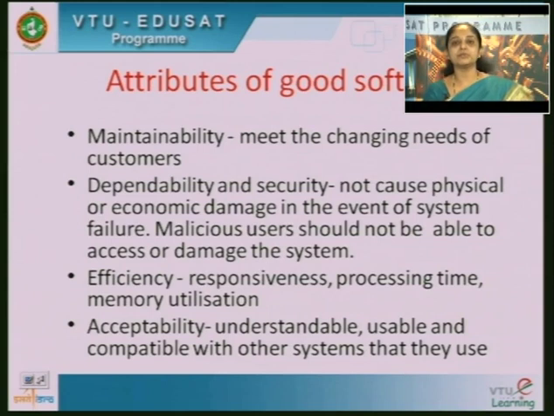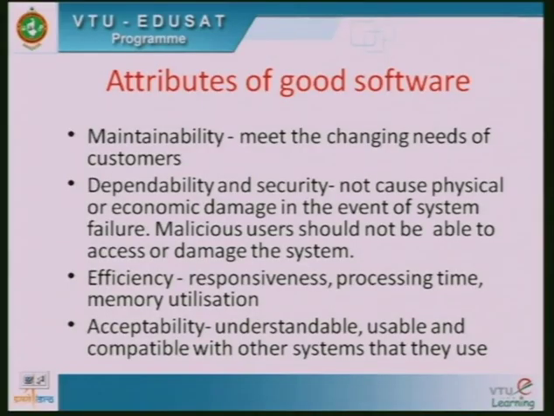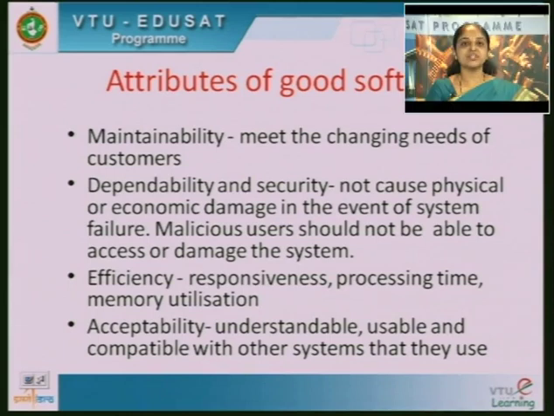Starting with the attributes of a good software. How do you determine whether it is a good software? A good software is said to have these attributes or characteristics: maintainability, dependability and security, efficiency, and acceptability. These are terms you wouldn't have heard before, so we will go a little bit slow in defining what maintainability and dependability are.